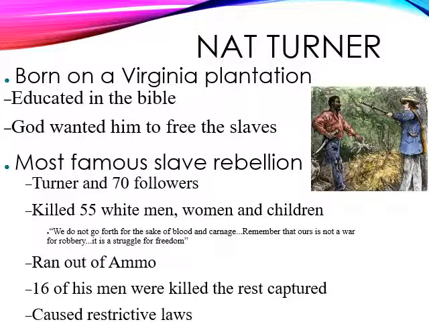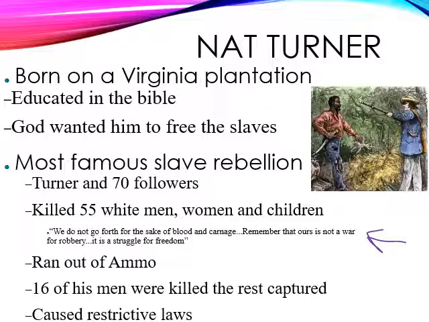And it's interesting to look at this quote from Nat Turner, that he says, "We do not go forth for the sake of blood and carnage." We're not trying to just kill people. "Remember, ours is not a war for robbery." We're not trying to steal anything. "It's a struggle for freedom." We're just trying to get African Americans their freedom. He's basically saying, you treat us like property, and we're not property.